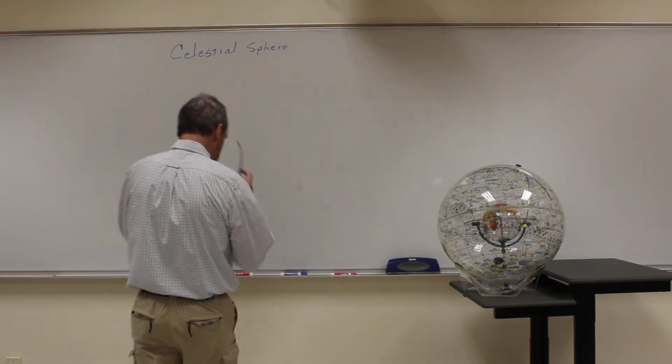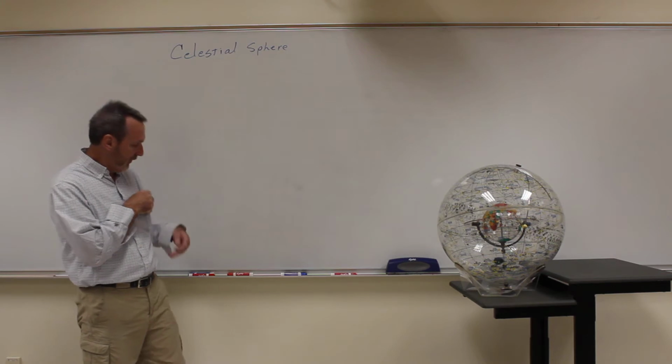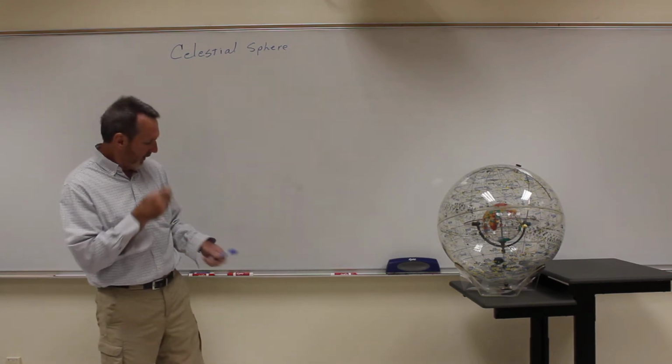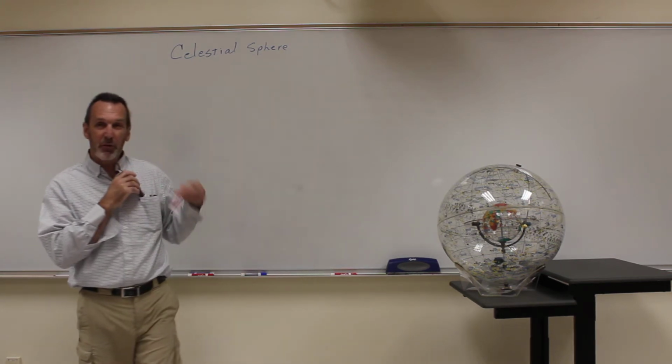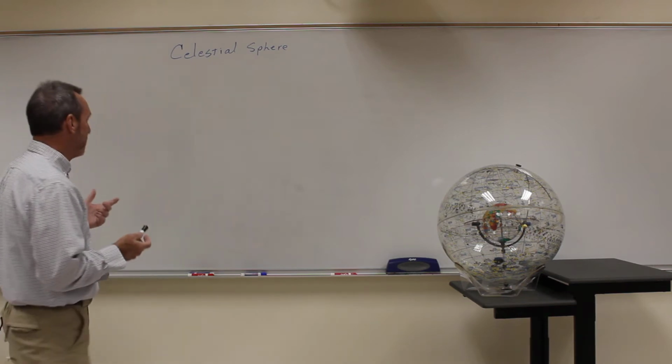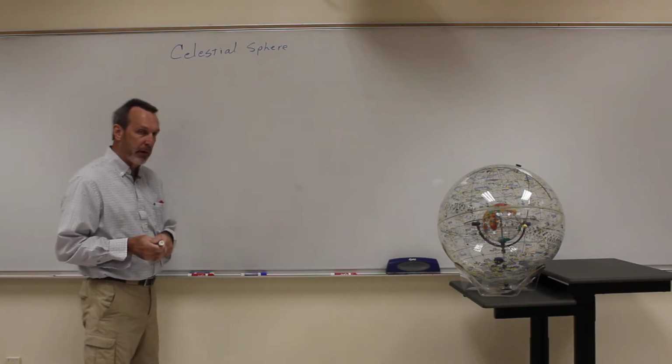So we're going to continue talking about the celestial sphere. I looked at the videos and realized the green marker doesn't show up, so I'm not going to use green anymore. They're just going to be black, blue, and red.